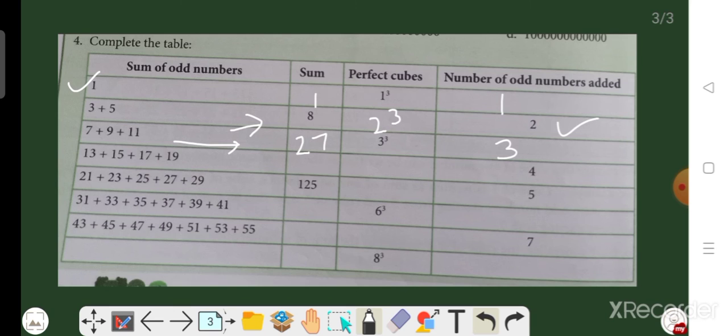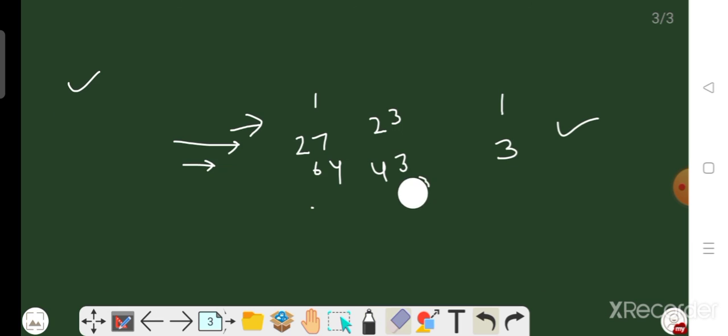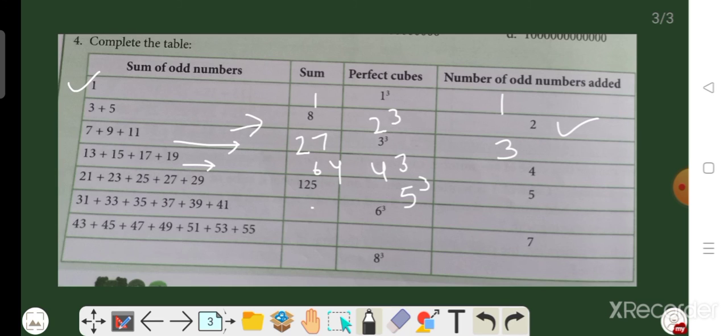Okay, in the next one we have added how many odd numbers? 4. So their sum must be equal to the cube of 4, and that is 64. In the next we have added 5 numbers. So their sum is equal to 125, and this is equal to the cube of 5. And we have added 5 odd numbers. Okay, in the next one beta, we have added 6 odd numbers. So their sum should be equal to the cube of 6, and that is 216. So we have to put 6 here.